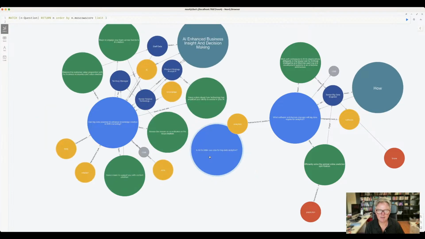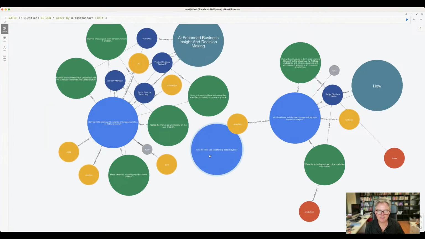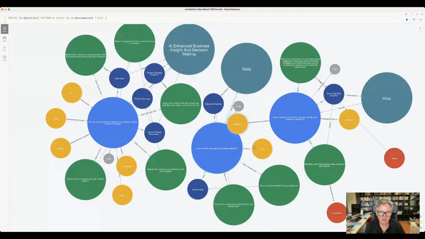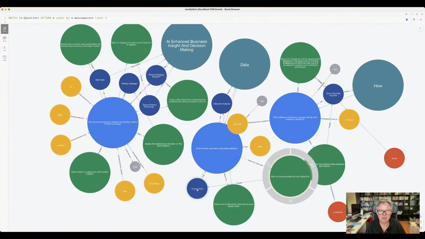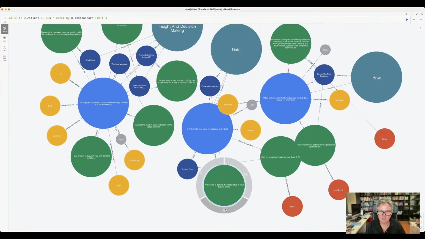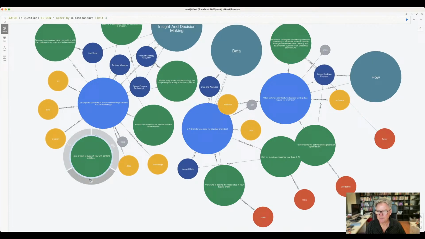Is AI the killer use case for big data analytics? Let's open this up. Know who's adding the most value in your supply chain. Rely on cloud providers for your data and AI. Select those ideas. These are the job roles that we need to have in place. Analyst data and analytics, I open this up as well. Open this one up as well. And I open up the balls here so we get to see all the data.